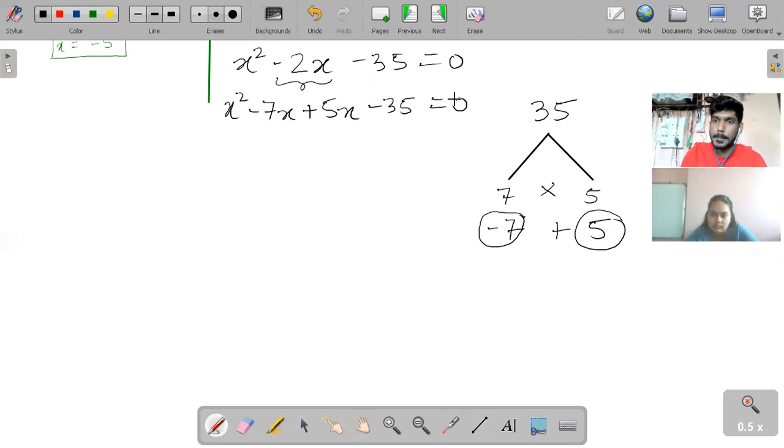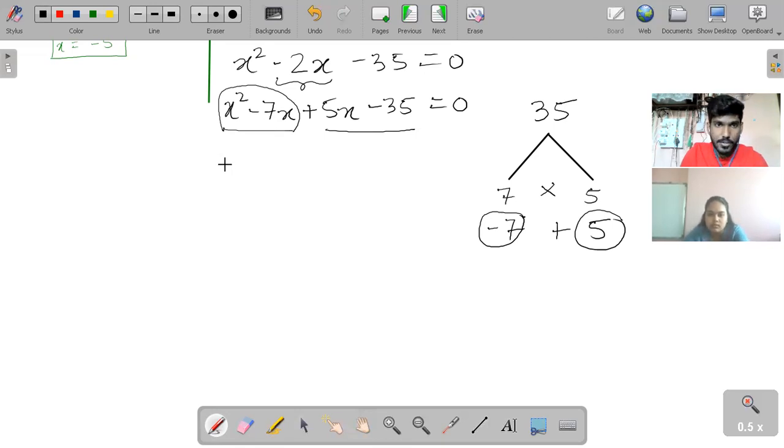Is this step clear? Okay, then after this step, you do pairing. This is the first pair. This is the second pair. Pairing is clear? Now, in the first pair, what is common? What can you see common in these two terms?